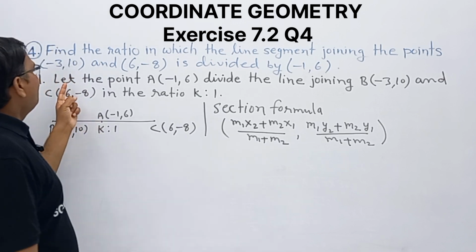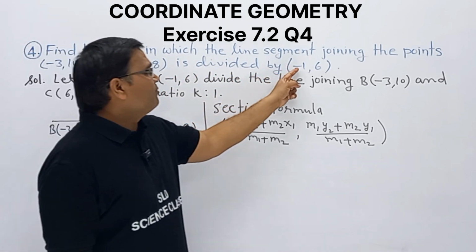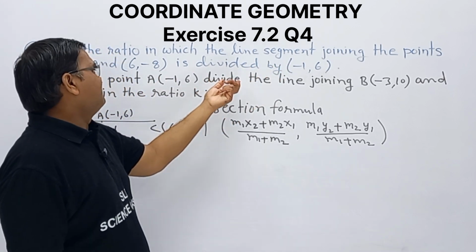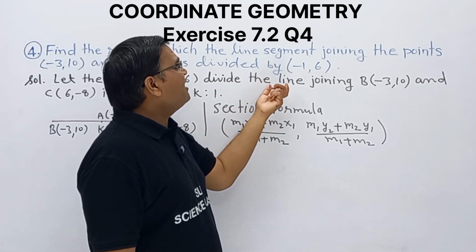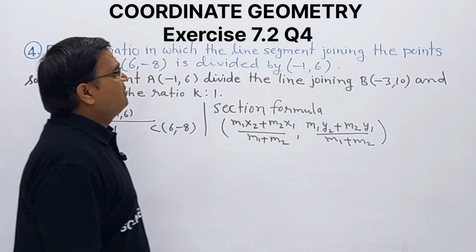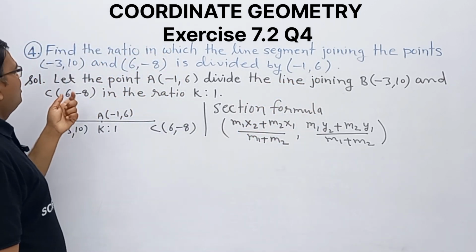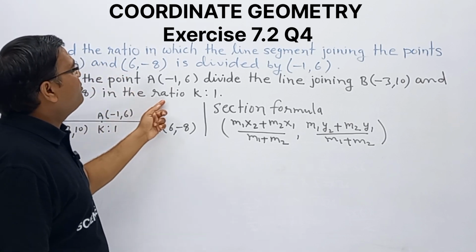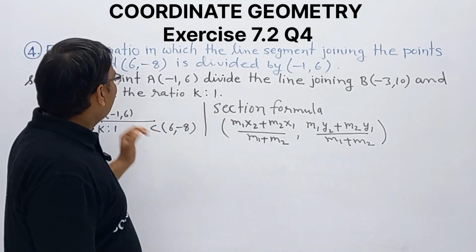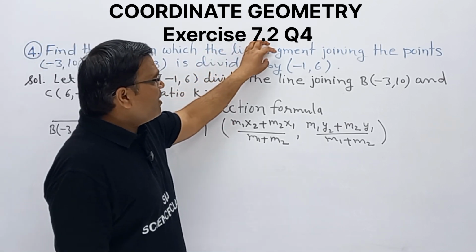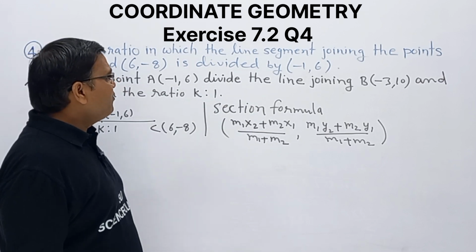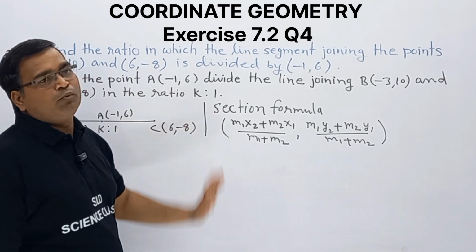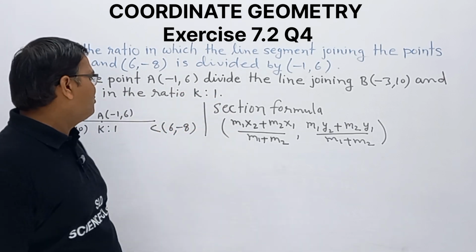So we assume, let the point A, this one, (-1, 6), divide the line joining B and C. These 2 points are joined and we get a line segment. We assumed that this line segment is divided by this point in the ratio k:1. We assumed k:1 ratio.